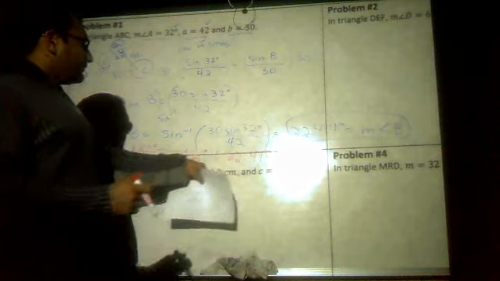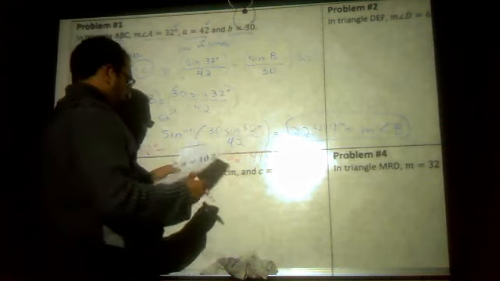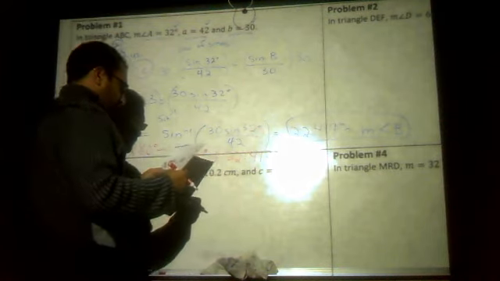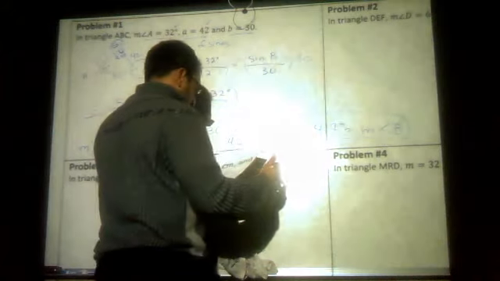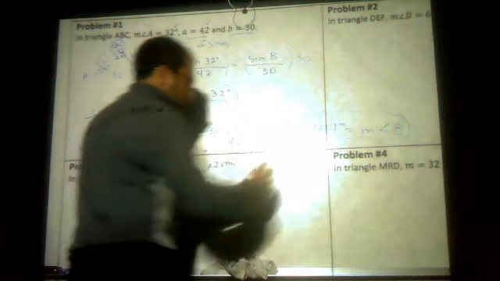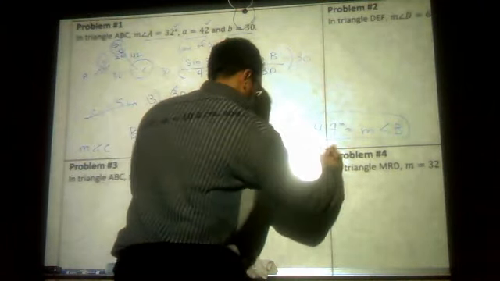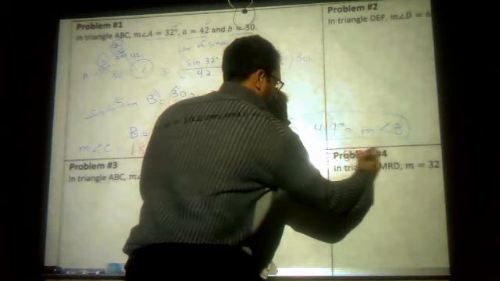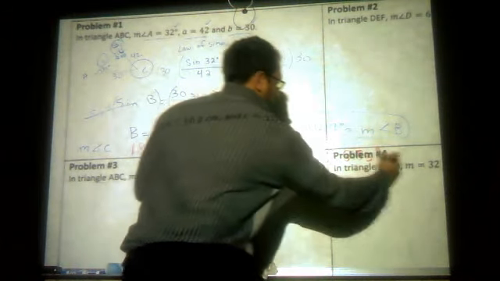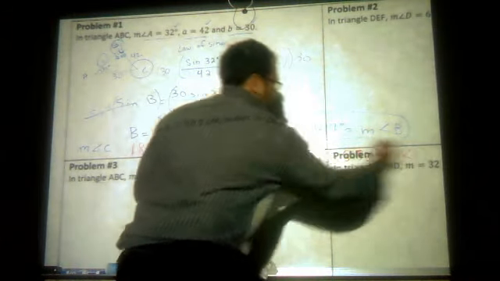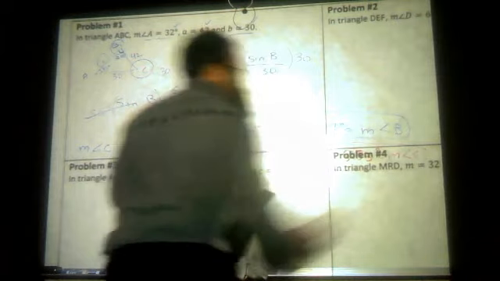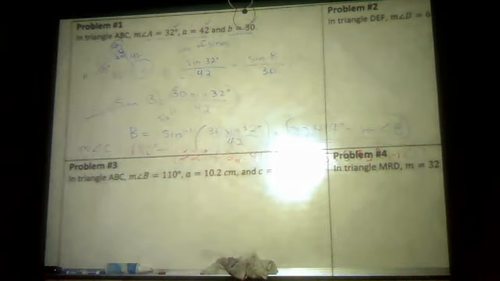So, 180 minus those degrees is going to give you a value of 125.583 degrees for the measure of angle C.